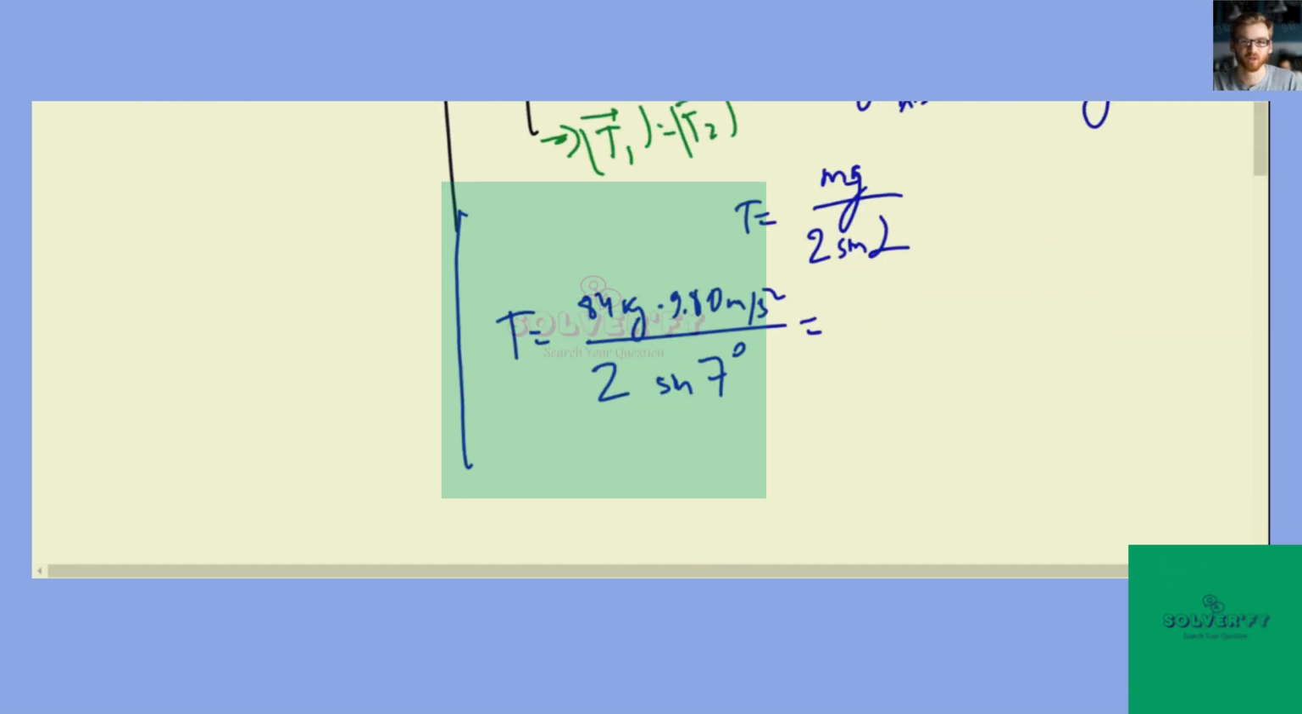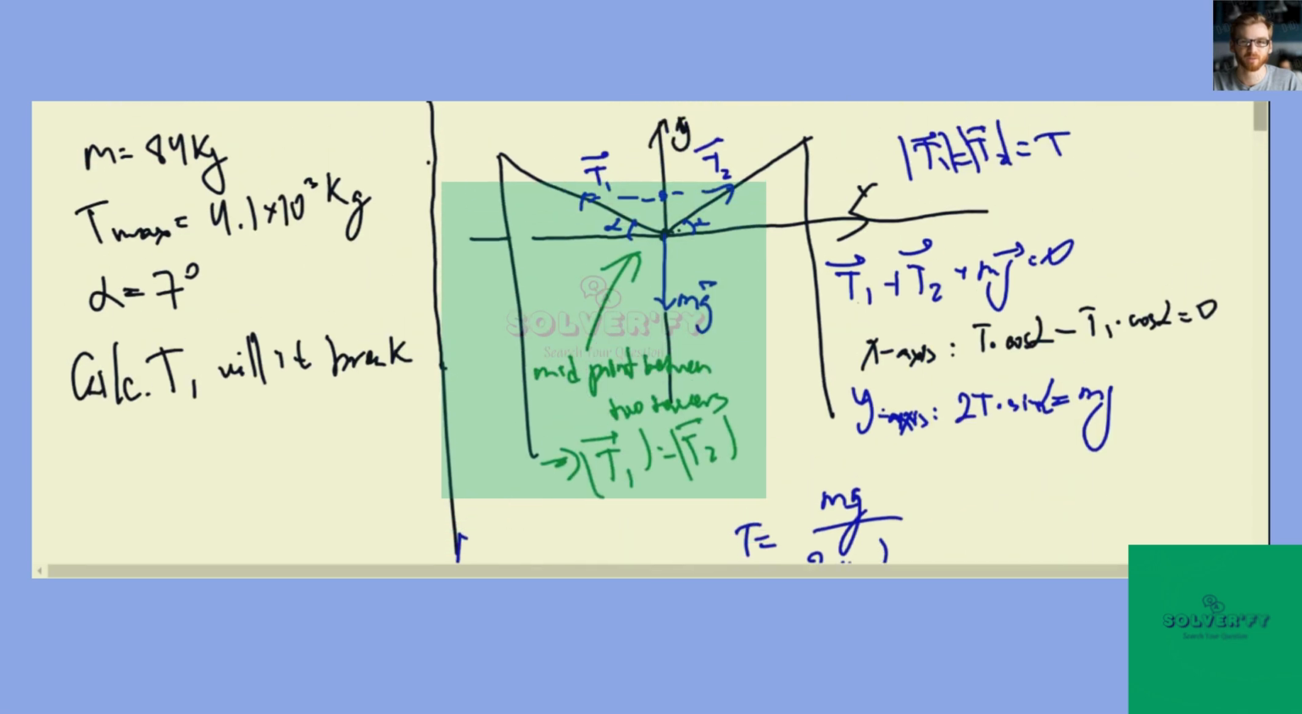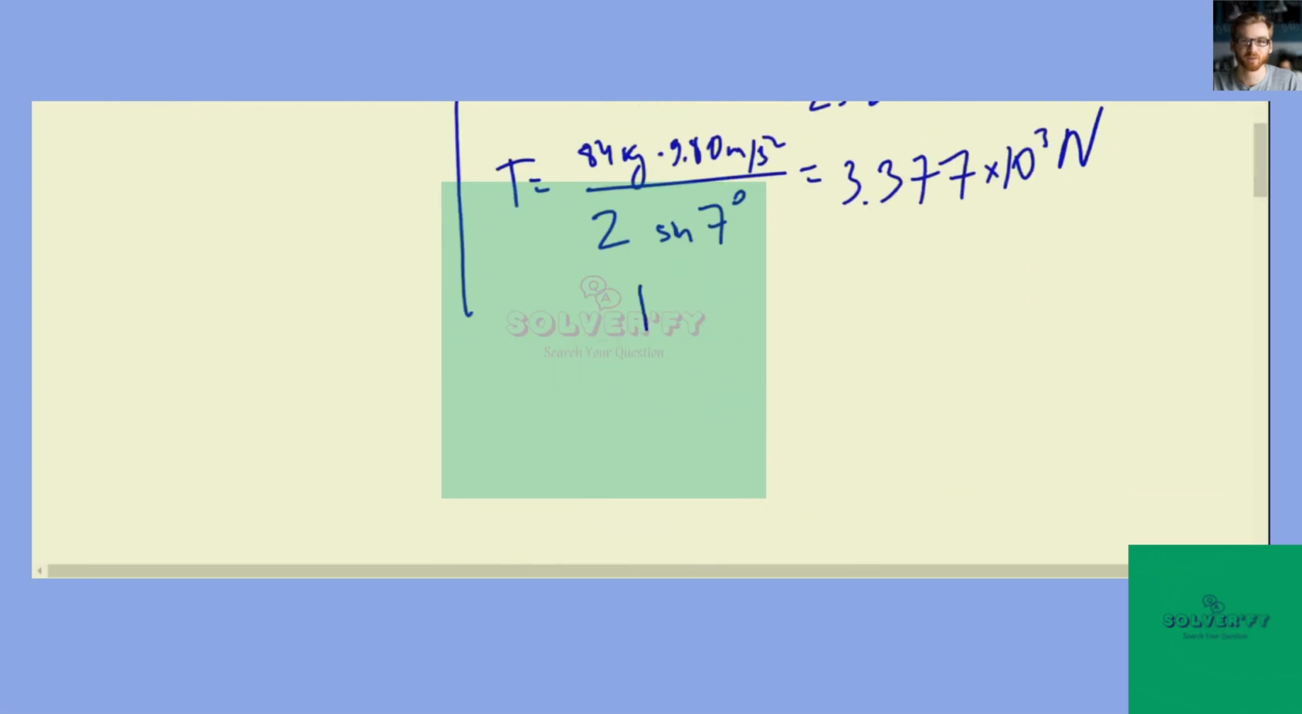Now let's calculate this force. It equals 3.377 times 10 to the power of 3 newtons. And this is below T max, so T is below T max. Therefore, the rope won't break.